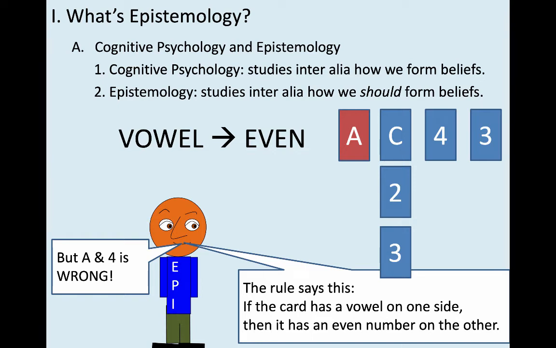It does not say if it has an even on one side, it must have a vowel on the other side. It only says if it has a vowel on one side, it must have an even number on the other side. That's an important distinction between necessary and sufficient conditions.